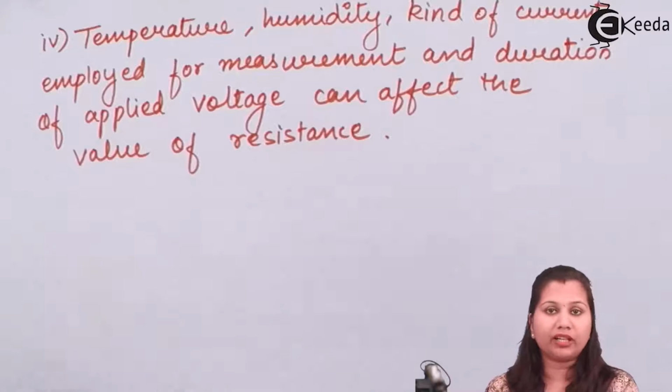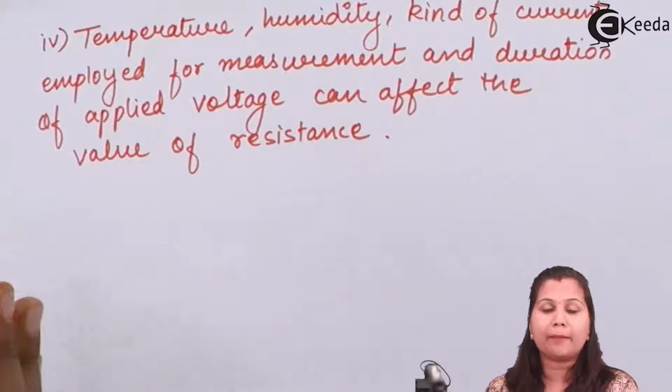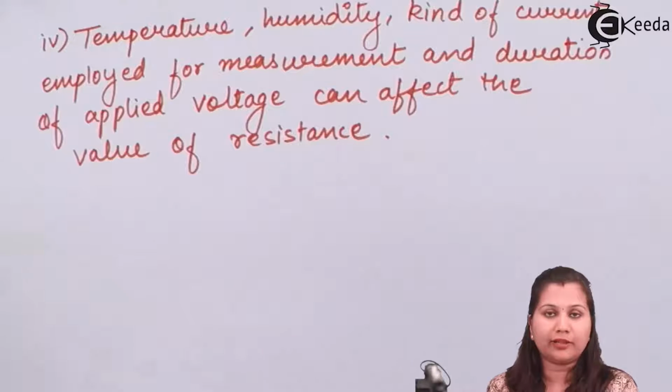Now, how are these difficulties removed? These difficulties can be removed with the use of a guard circuit. This guard circuit prevents the leakage currents from being measured. If we have provided a guard circuit in the instrument, then the leakage currents are going to bypass through this guard circuit, and the ammeter will measure the correct value of the current, and the value of the resistance can be correctly measured.